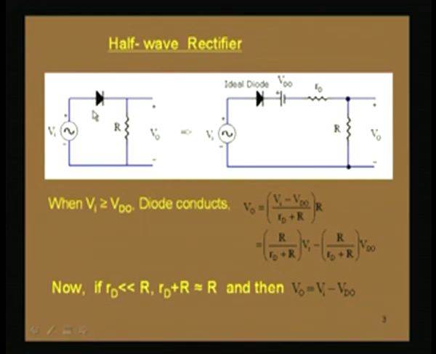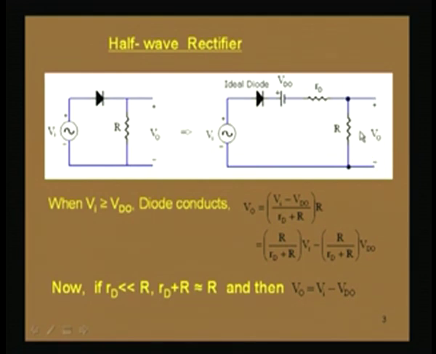Now, in this circuit, we will first of all convert this diode to its equivalent model. As we discussed earlier, its piecewise linear model is a constant voltage drop V D naught and the forward resistance, average resistance R D. These two will be in series with the ideal diode. This ideal diode is just to show the direction of conduction of the current, and this is the resistance across which we will have the output voltage V naught.